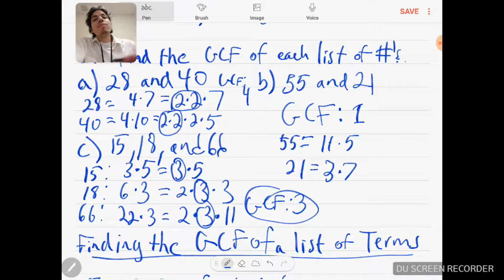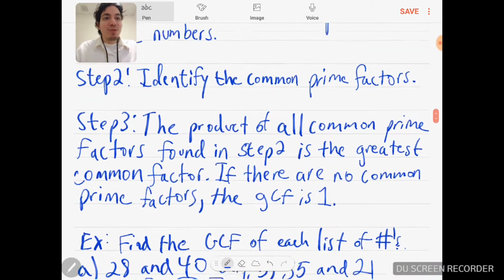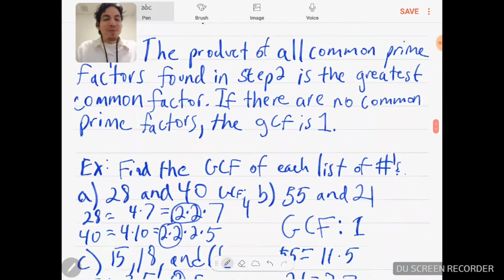As you see, you can break up things and pick out which one is the GCF. The point of the GCF is to help you factor. That's the whole point of the GCF. This is just with integers, mind you.